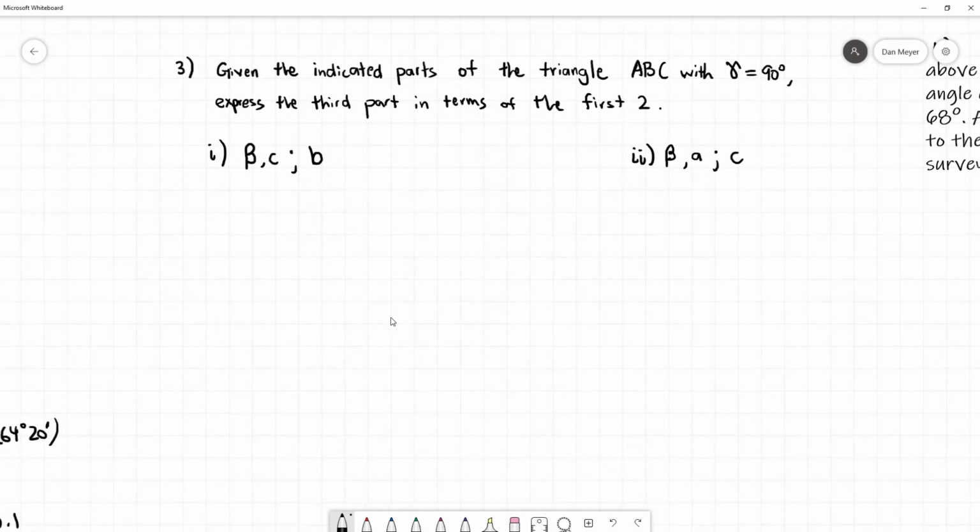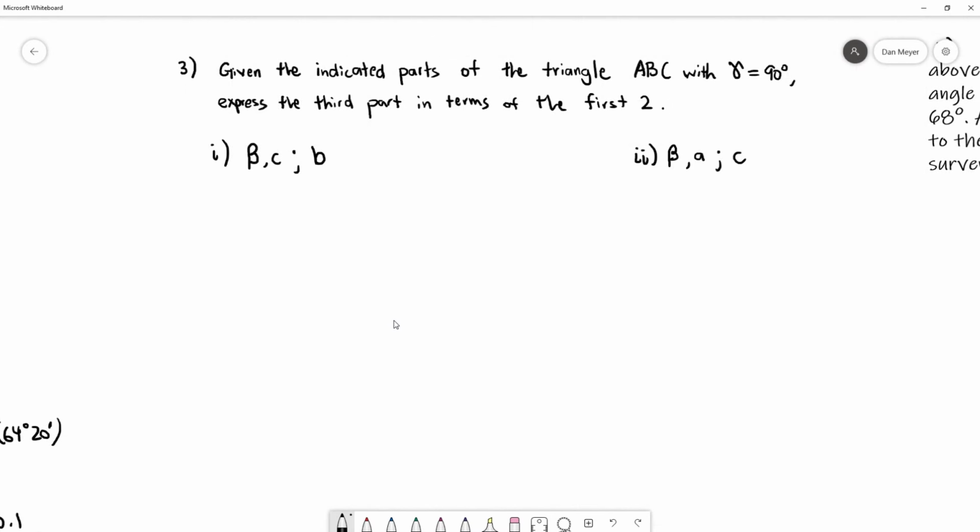Here's one. Given the indicated parts of the triangle ABC with a right angle gamma, we want to express the third part in terms of the first two.